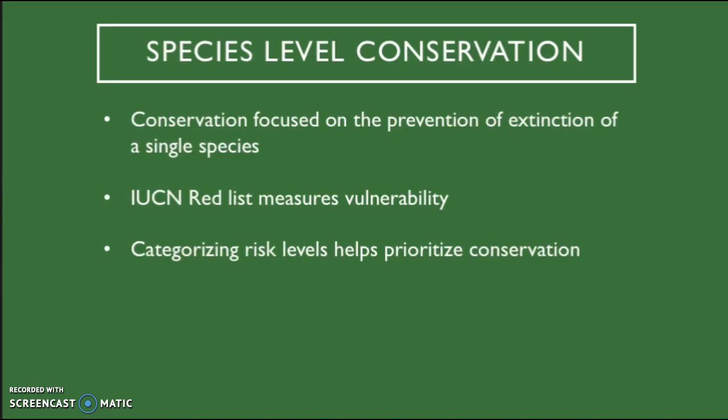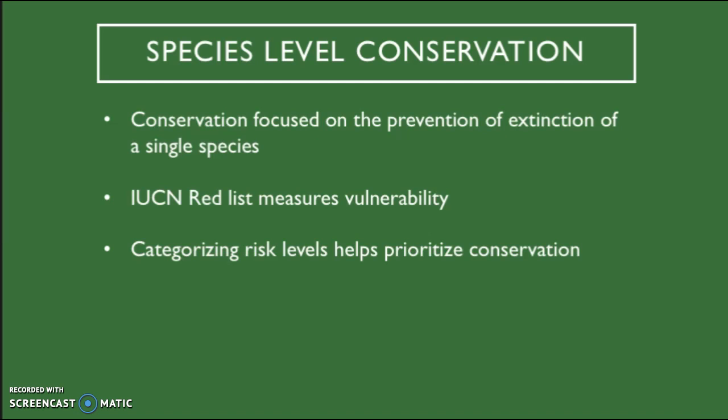So moving on to species-level conservation. This is a conservation tactic that focuses on each individual species and the status of that species rather than taking into account an entire ecosystem. The goal of species-level conservation is to prevent the extinction of an individual species, and the status of each species and its level of vulnerability is measured through the IUCN's Red List.